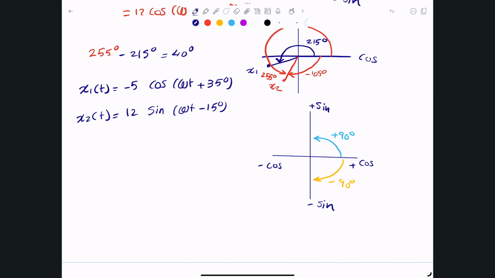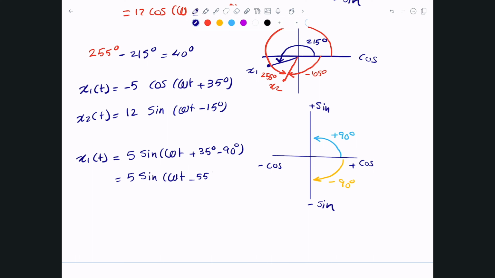All right, so what I'll do is I'll convert this x1 into its equivalent in sines. So x1 of t, where am I? I am here. I need to move from negative cosine to the sine. So what it tells me is go clockwise by 90 degrees, so do subtraction by 90 degrees. So what you get is 5 sine of omega t, and then what we have is positive 35 degrees, and then we're going to subtract 90 degrees.